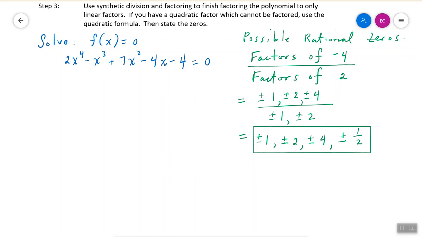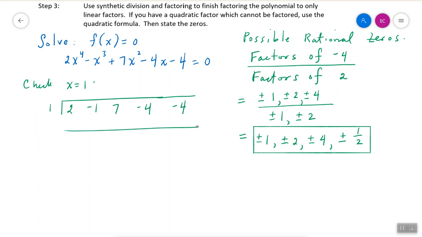Let's start checking. Let's check x equals 1. And so we're going to put the 1 out front, and we're going to put 2, -1, 7, -4, -4 underneath. And then we've got 2, 2, 1, 1, 8, 8, 4, 4. Hey, this worked out great. We found a 0 right off the bat, so that saved us a lot of time.